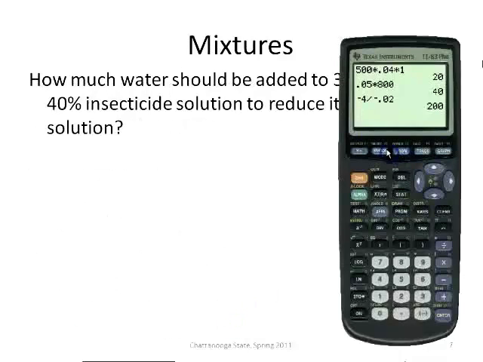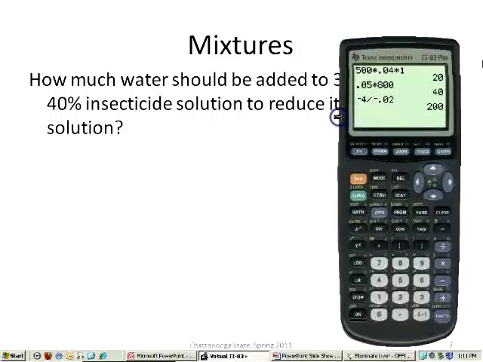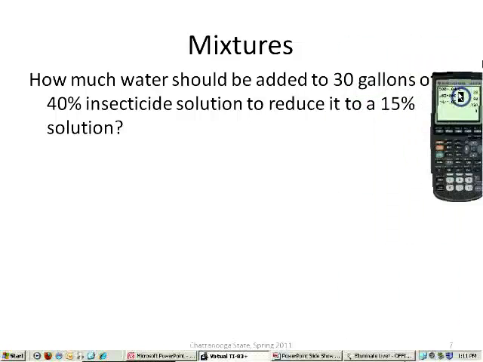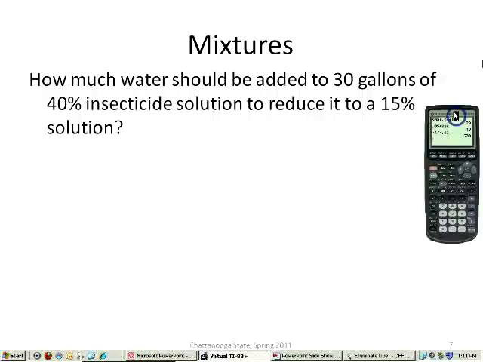Just look at a couple of different word problems here. This deals with mixtures. We still have a little bit of percents to work with here. How much water should be added to 30 gallons of a 40% insecticide solution to reduce it to a 15% solution? We don't want it to be as strong.